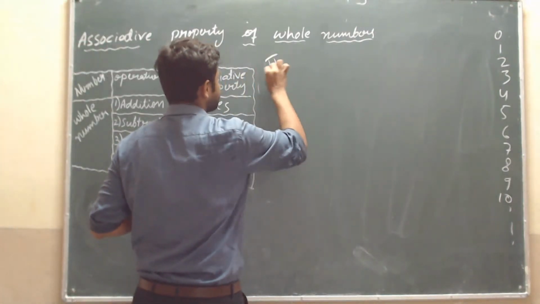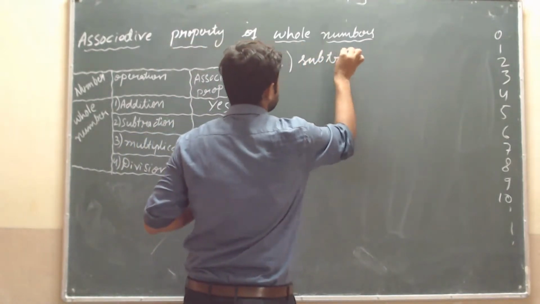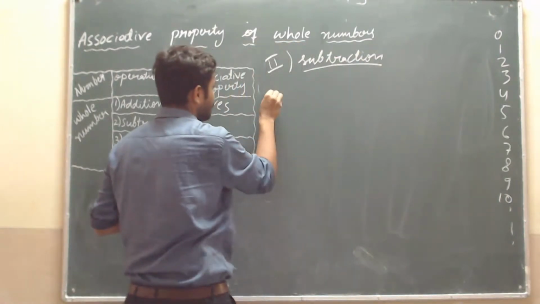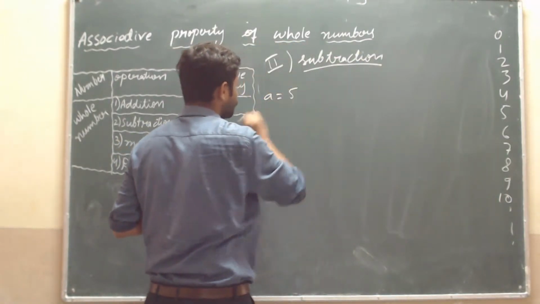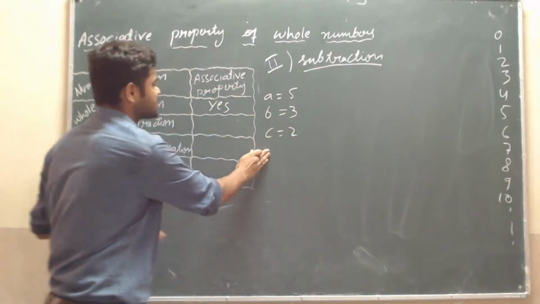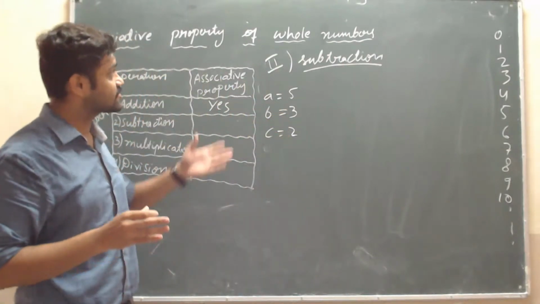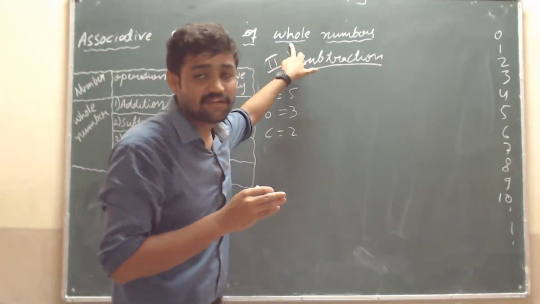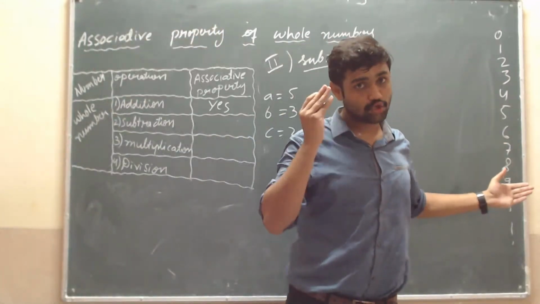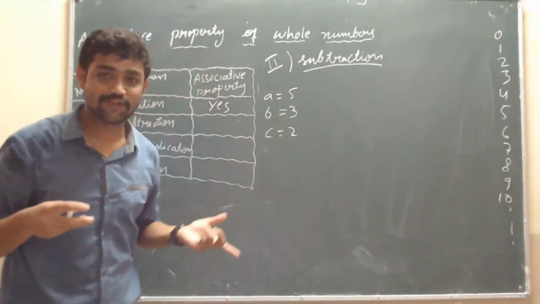For the second operation, that is subtraction. Now I will take here a is equal to 5 and b is equal to 3 and c is equal to 2. Why? You are taking only positive integers. For positive integers, because we are checking for whole numbers. Whole numbers are here. Next example, 0. Don't worry.